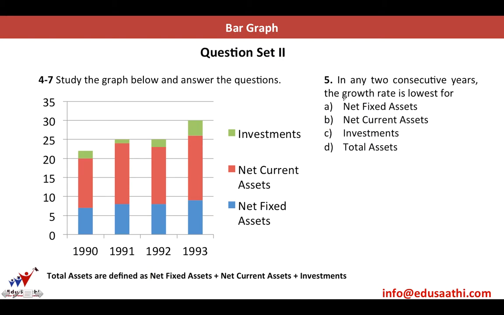In any two consecutive years, the growth rate is lowest for. So whenever I have a lowest growth rate, the first thing I'll check is if there is some of the investments or net current assets or net fixed assets which are showing a decrease over the year. So that would be a negative growth rate. So let's look here at investments first. I have investments 2 in this year 1990, and they reduced to 1 in the year 1991. Post that they increase. So because this value is again 2 and this value is somewhere near 4.